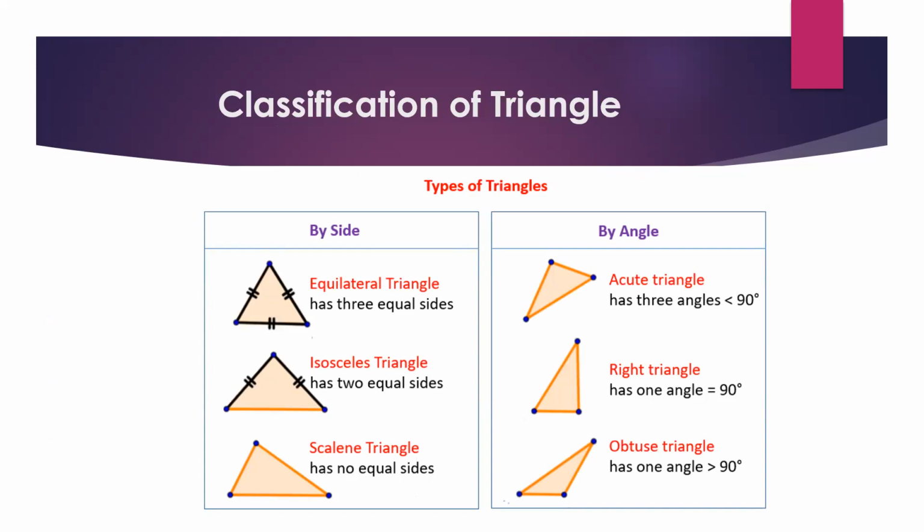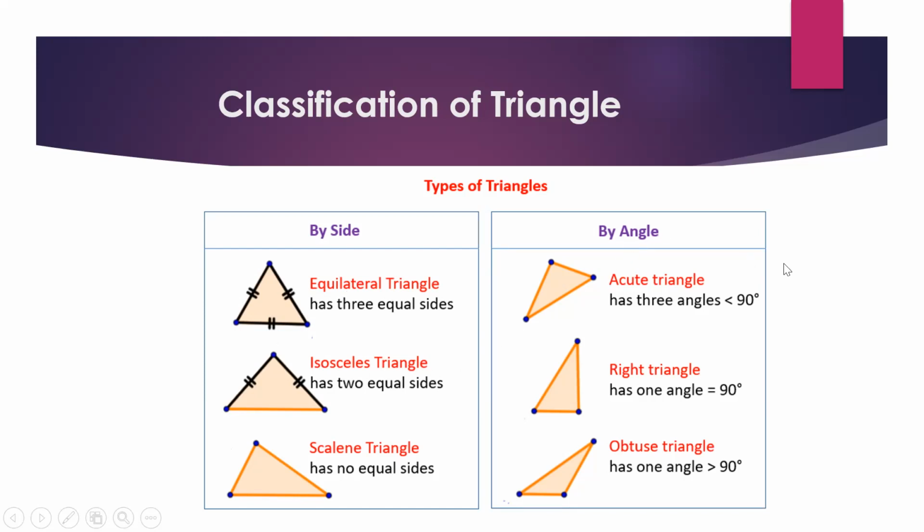And please note, triangles are classified by their sides and by their angles. Now, why we say they're classified by their sides is because we're talking about the sides. Equilateral, it has 3 equal sides. All right, the emphasis there is on the sides. Isosceles, 2 equal sides. Scalene, no equal side. So the emphasis is on the sides. That's why it is classified by its side.